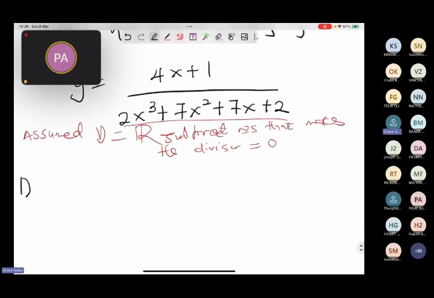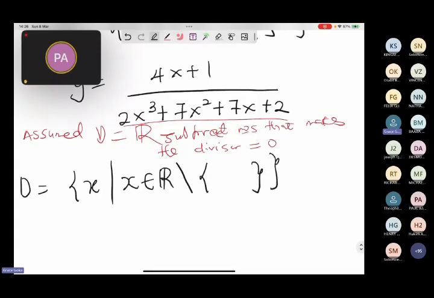All right, so my domain will be, we are looking for all x's such that x must be the set of all real numbers minus, or excluding, the set that contains these numbers. Right now we go to the function and look for the set of numbers that makes the function undefined. Those with calculators, please, can you help us find the numbers that make the denominator equal to 0?